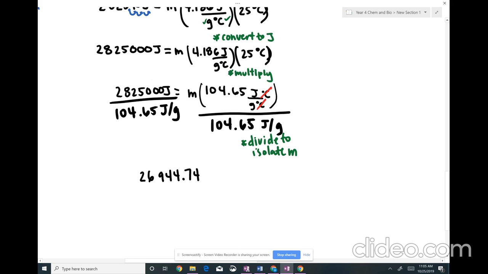My joules are going to cancel, and I am left with grams, which is equal to my mass, right? And then I check my units, and my units should be in mass.